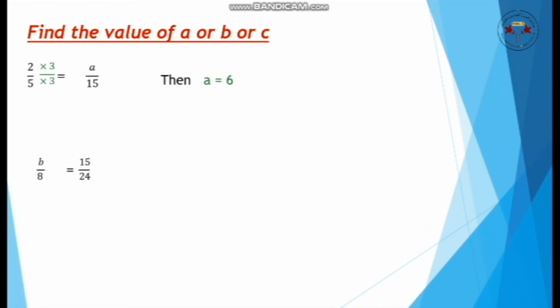Go next. B over 8 equals 15 over 24. Here I see that the complete fraction is 15 over 24. So here the 24 becomes 8. The 24 becomes smaller, so by dividing or multiplying, it's clear that it's dividing. So the 24 becomes 8 when I divide up and down by 3. When I divide the 15 by 3, I will figure out the answer, which is 5. So it's clear now that b equals 5.